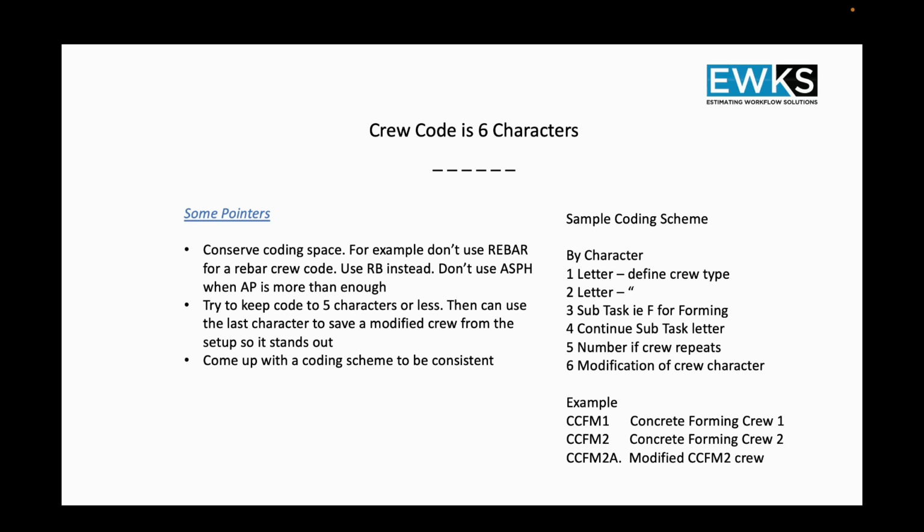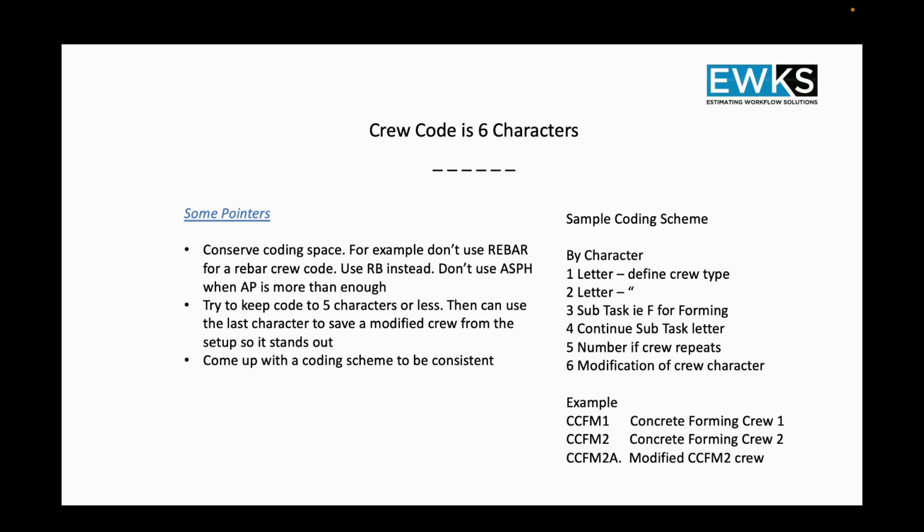By character, the first position would define the crew type, would be a letter. It could be a number too. There's nothing wrong with using numbers. Most people use letters. Second would be a second letter to define the crew type. And then the third would be a subtask, like forming or pouring or stripping, that type of thing. You could even use the 4th one as continuing the subtask, so that gives you 4 characters right there.